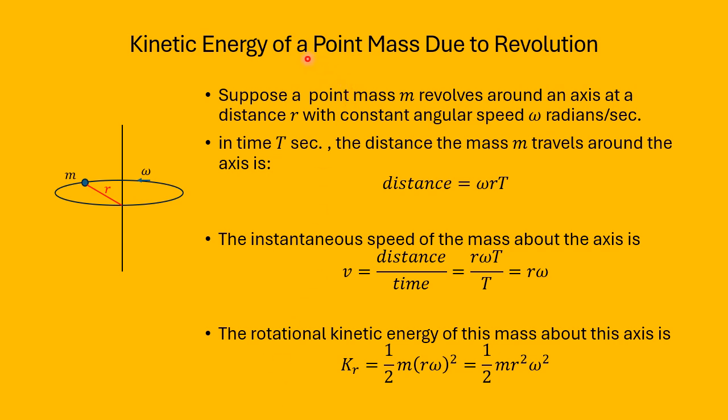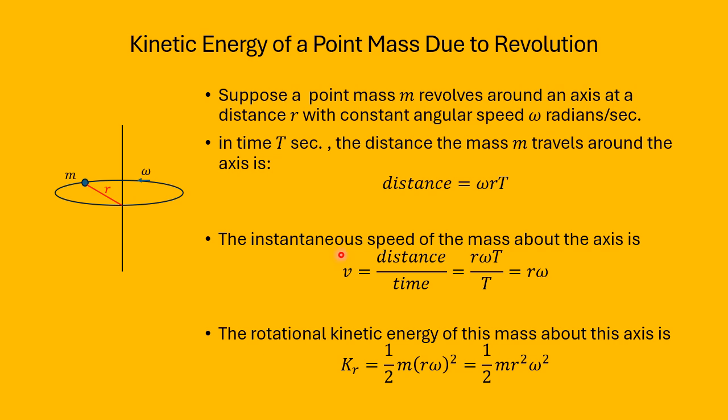Let's talk about the rotational kinetic energy of a point mass revolving around an axis. Suppose we have a point mass m that revolves about an axis at a distance r with constant angular speed omega radians per second. So in time t seconds, the distance the mass m travels around this axis is going to be omega times r times that period of time t.